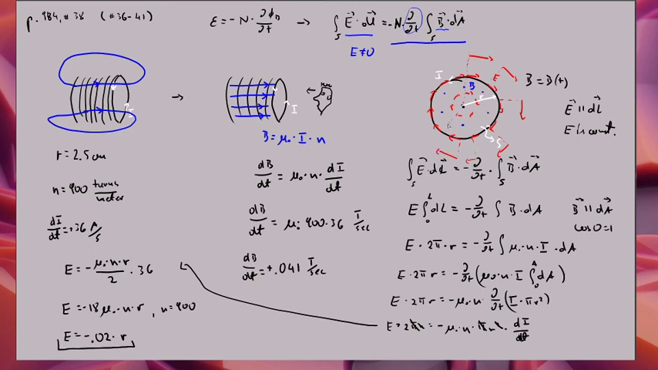Although maybe it will just make this thing more convoluted. So I'm not sure we need this, but anyway, I guess I'm doing it. So this would be the electric field set up by the changing magnetic field.